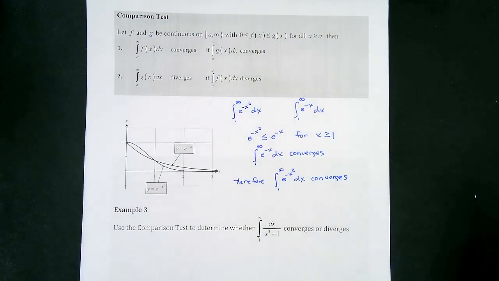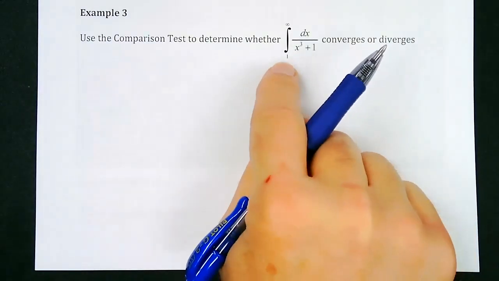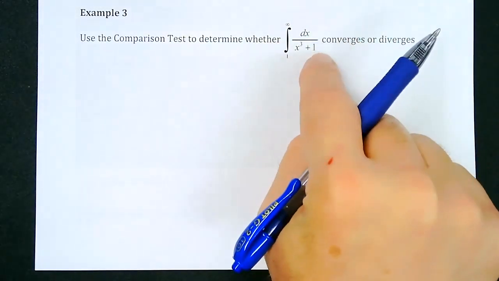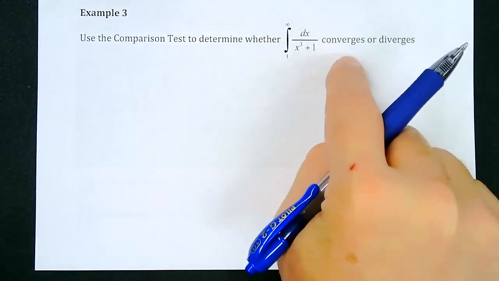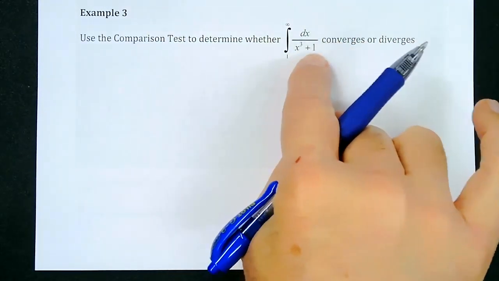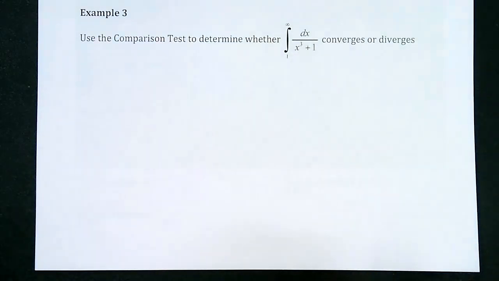Okay, so let's do another one that actually shows this in action. We want to integrate from 1 to infinity dx over x cubed plus 1, and we want to show, using the comparison test, that this either converges or diverges. The hardest part is figuring out what to compare it to.